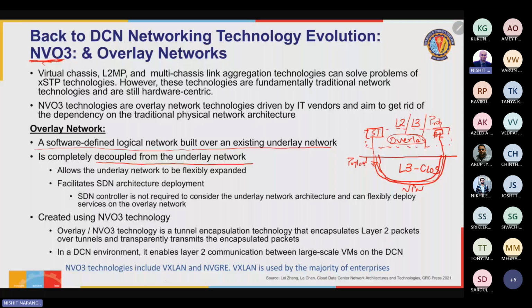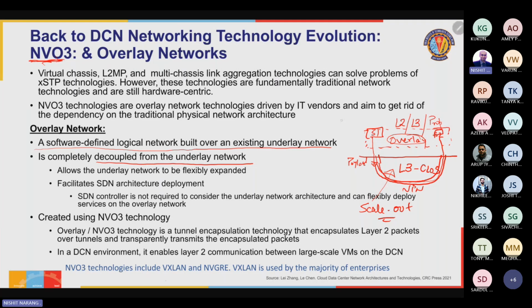So what it does facilitate is that the underlying Clos network, the data center network, as we saw, is a scalable network. It's built for a scale-out architecture. So when I scale the underlying network, I can flexibly expand the underlay network. And that does not impact the overlay network at all because the two are decoupled. You can decide to implement SDN in one of these networks and not in the other, or in both of them. It allows complete flexibility.